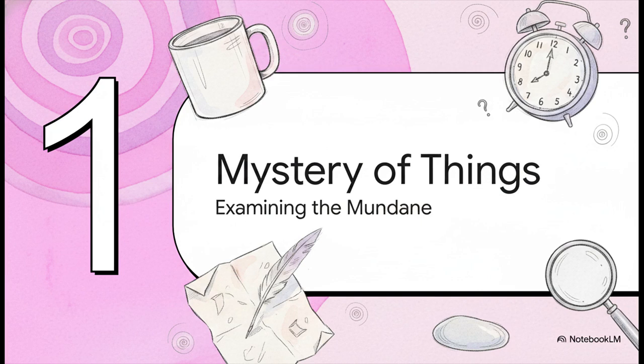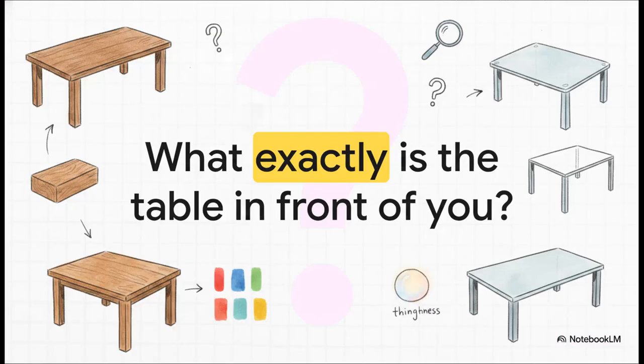The mystery of ordinary things. Let's peel back that first layer of the philosophical onion, shall we? I want you to ask yourself a deceptively simple question. What exactly is that table in front of you? I mean, obviously, you know it's a table. You use it, you probably spill coffee on it.